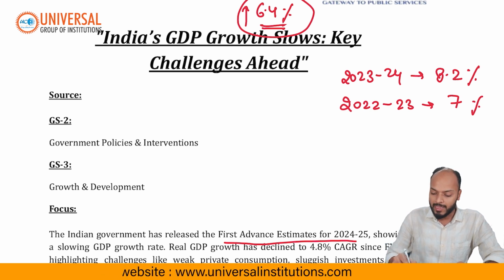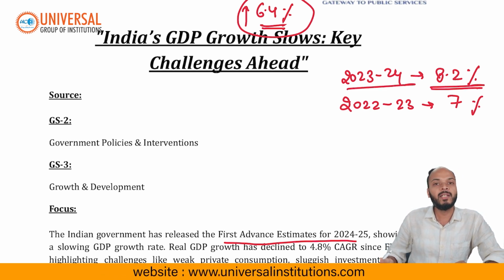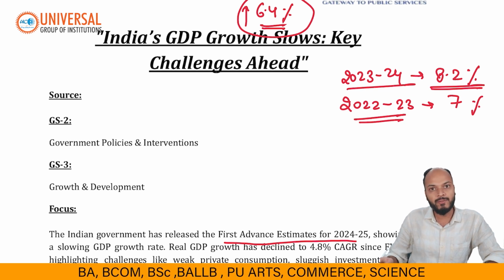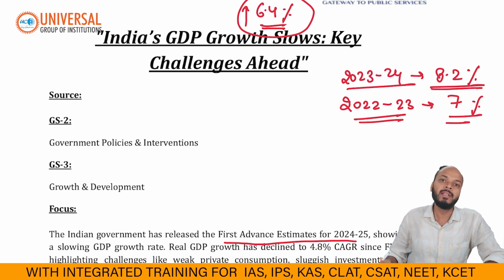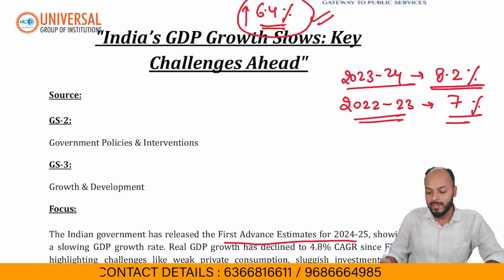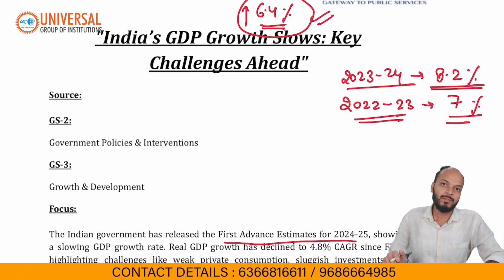If you know, in the last year, India's real GDP grew by 8.2%. Previously, in 2022-2023, India's GDP grew by 7%. So this year's estimated GDP growth is much less than the previous 2 years.